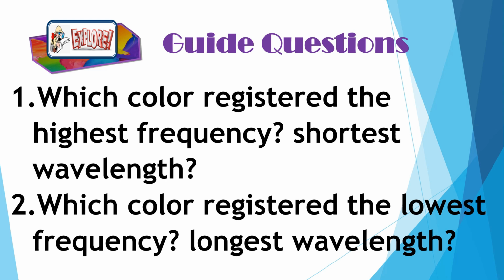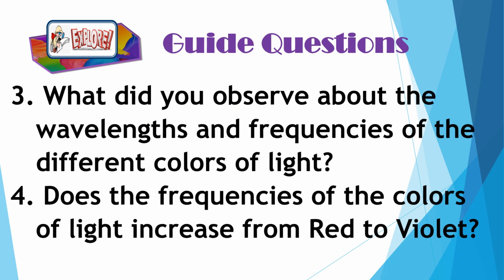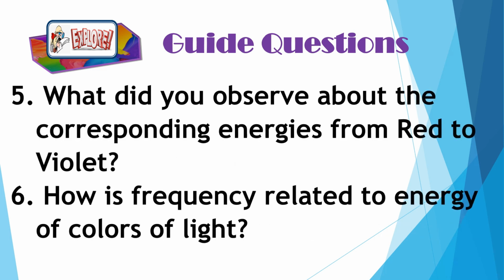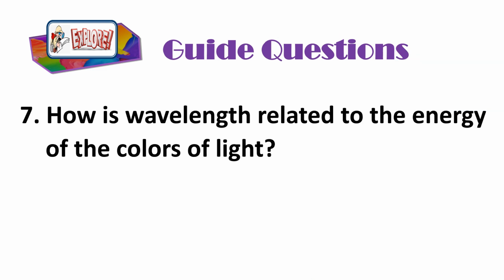Number 1. Which color registered the highest frequency? The shortest wavelength. Number 2. Which color registered the lowest frequency? The longest wavelength. Number 3. What did you observe about the wavelengths and frequencies of the different colors of light? Number 4. Do the frequencies of the colors of light increase from red to violet? Number 5. What did you observe about the corresponding energies from red to violet? Number 6. How is frequency related to energy of colors of light? And number 7. How is wavelength related to the energy of the colors of light?